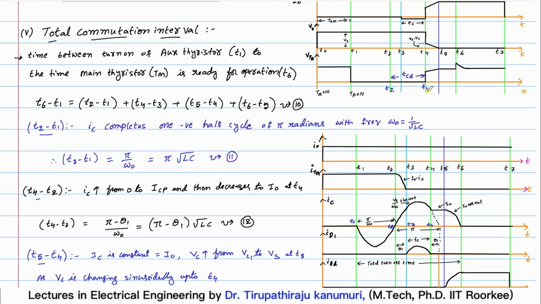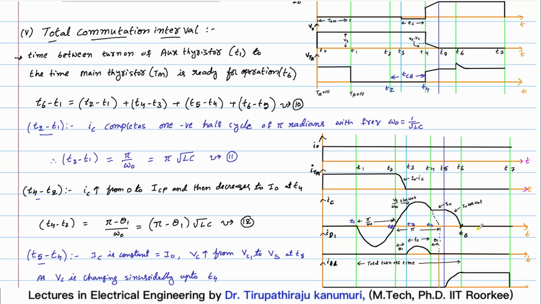For this much duration, that indicates the total commutation interval, or the total duration for which your main thyristor is left free. That means your main thyristor is not working. So that duration we call the total commutation interval. I am dividing this interval into different parts because it is up to T6. You can see at T6, your capacitor current is reaching 0.